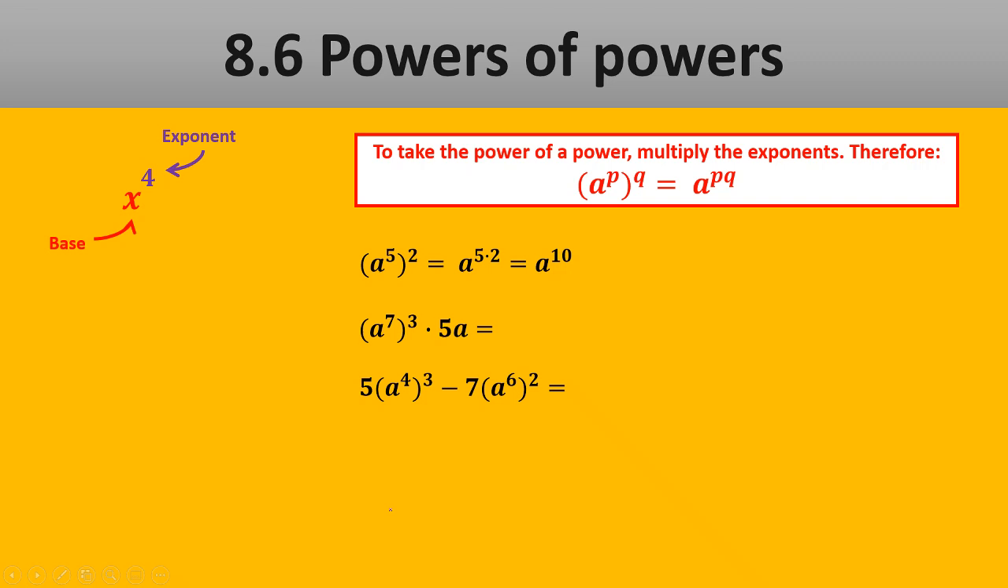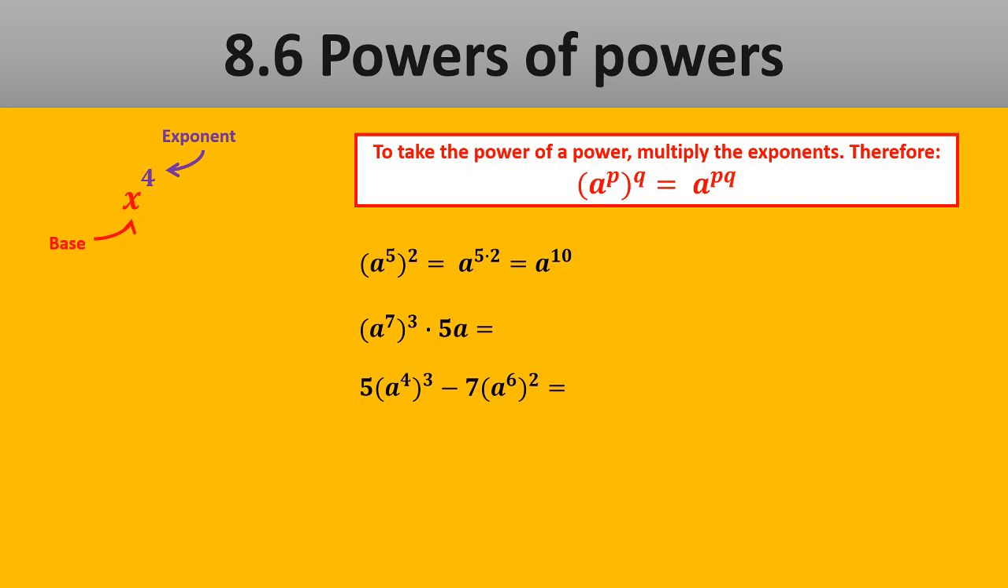Let's practice a few more. Here, this is how you could write it down using letters again. A to the P to the Q is A to the power of P times Q. You multiply those letters that are here. A to the 5th to the 2 is A to the power 5 times 2, 10. Here first evaluate the powers.